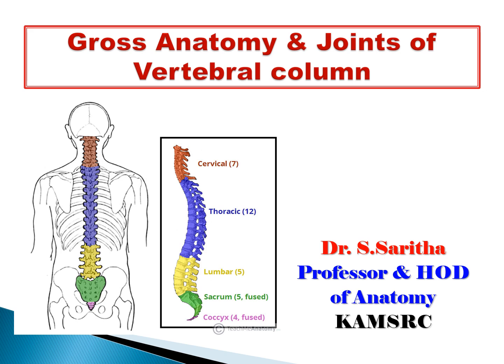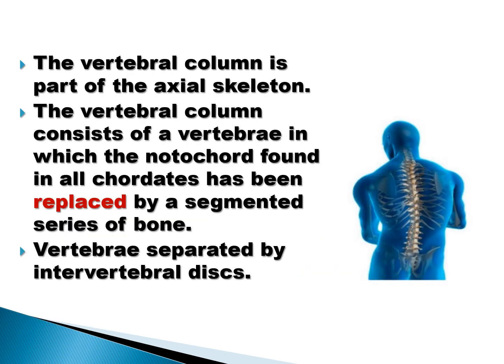Good morning. Now we'll be discussing the gross anatomy and joints of the vertebral column, which is very important. The vertebral column is a part of the axial skeleton, and it consists of vertebrae in which the notochord, found in all chordates, has been replaced by a segmental series of bone. Vertebrae are separated by the intervertebral discs.